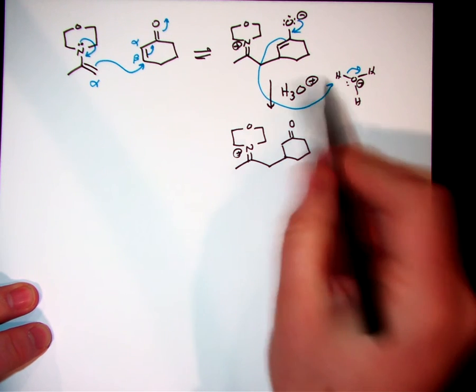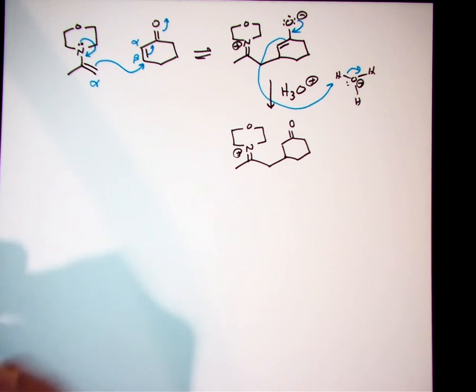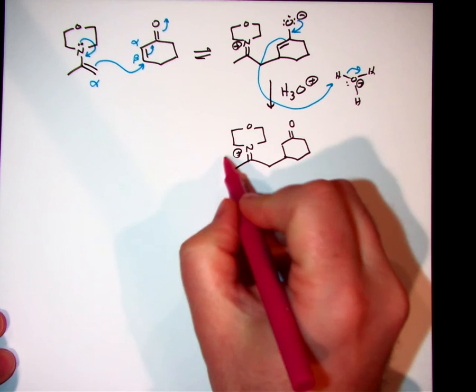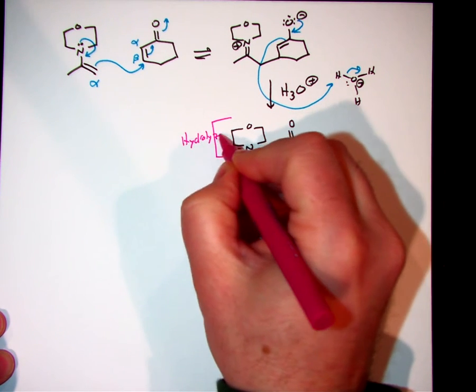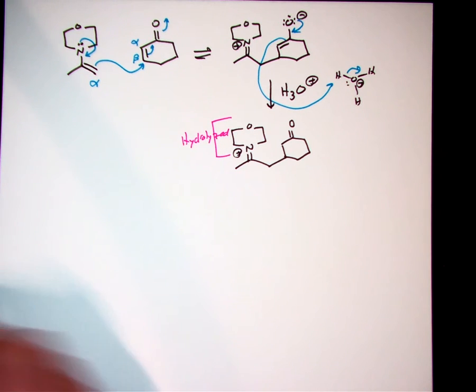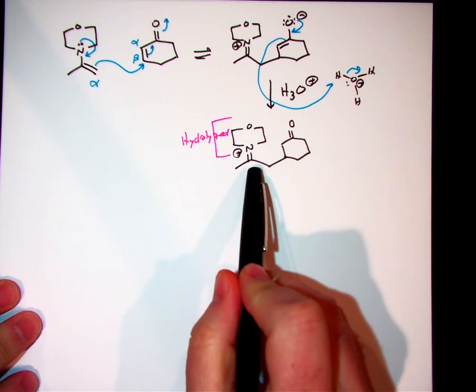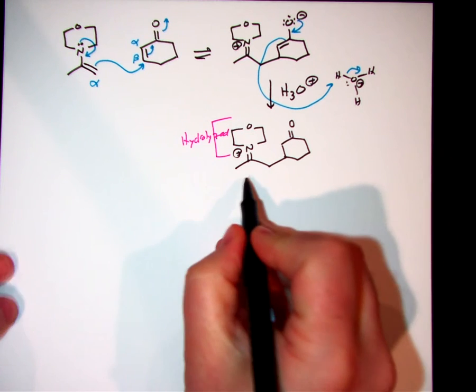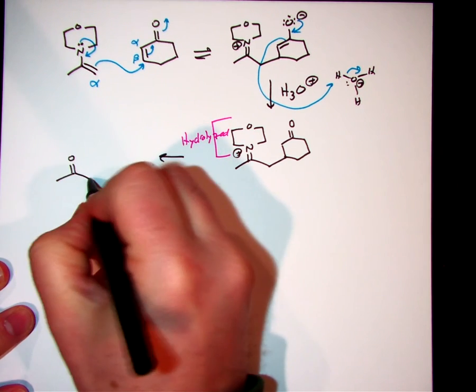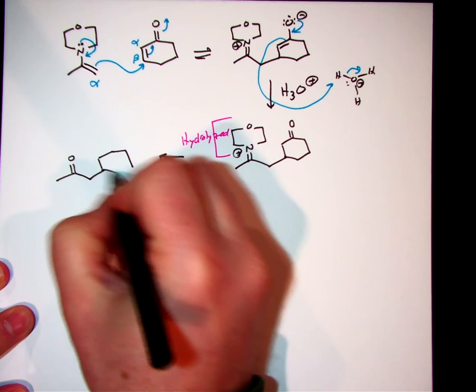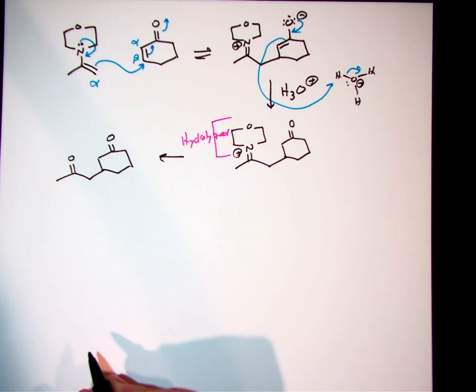Now, under these aqueous acid conditions, this enamine can also be hydrolyzed. When we hydrolyze that, that's going to go back to the carbonyl as well. So after that hydrolysis, the final product that we get is going to look something like this.